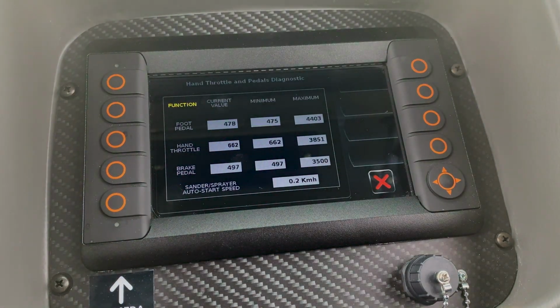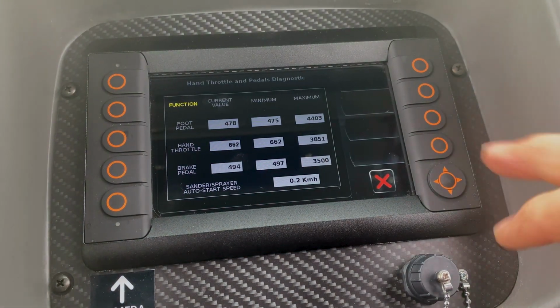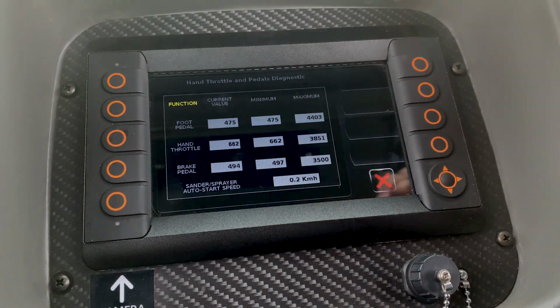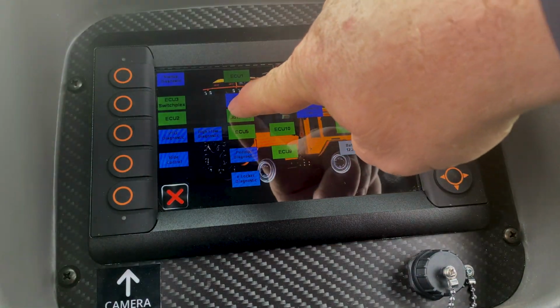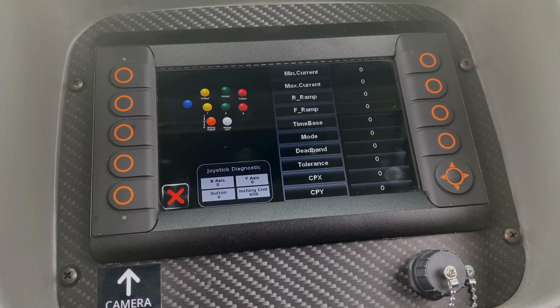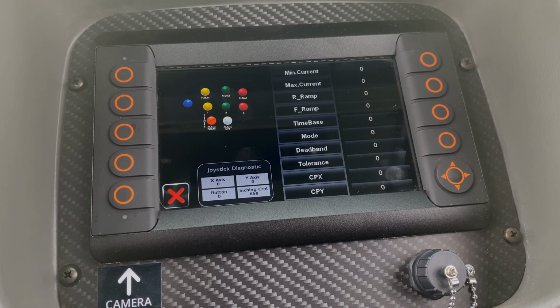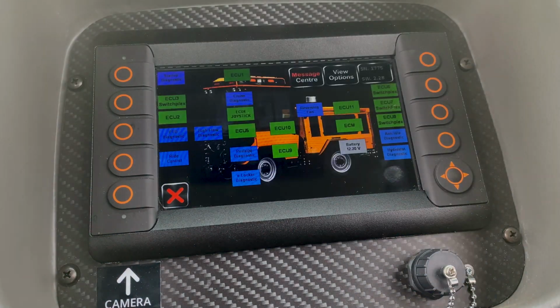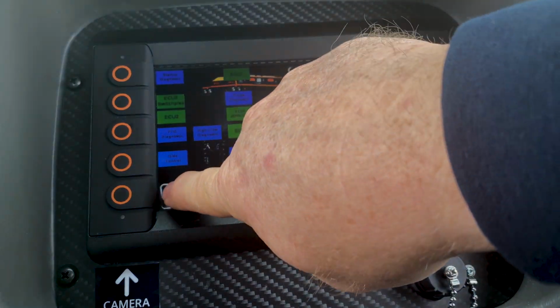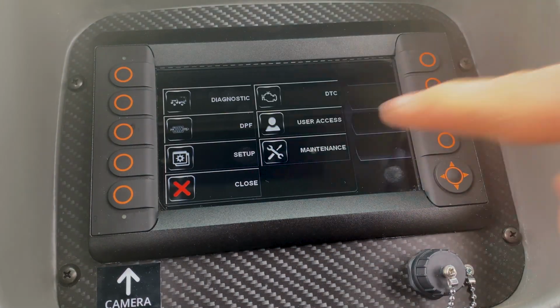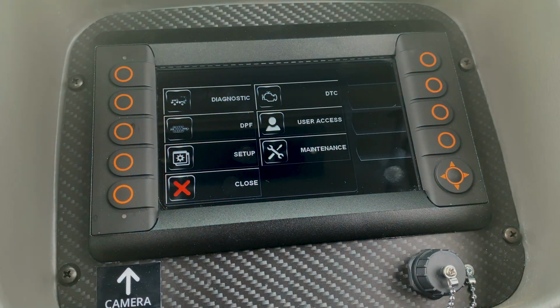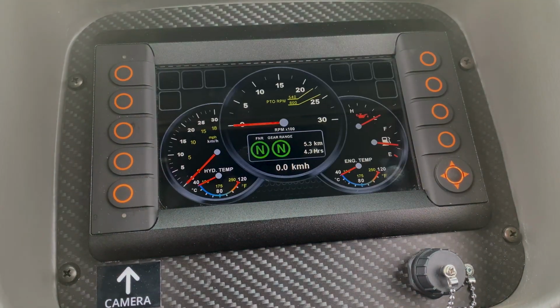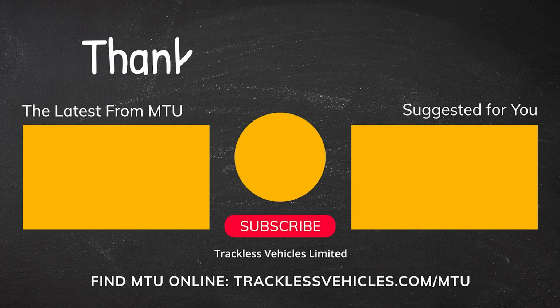For checking the calibration of your pedals, to back out. For the joystick, we can now check the joystick. To back our way out, we can close, and we are now back to the original dash.